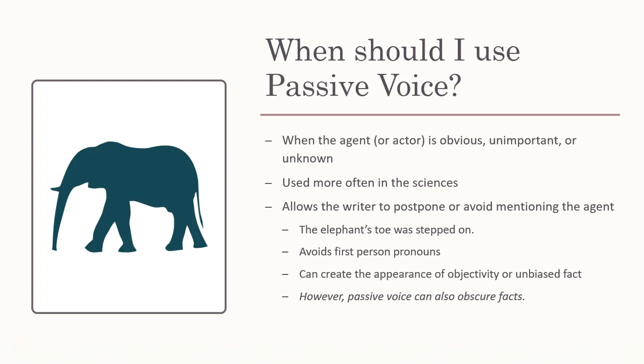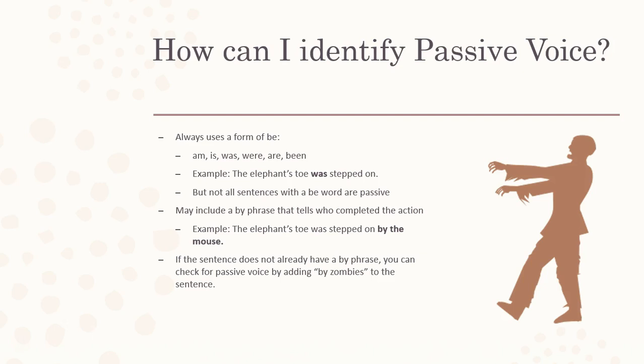However, passive voice can also obscure facts. For example, if a news outlet reported a shop on Main Street was robbed, it may be that they are hiding the name of the person who committed the crime, perhaps to protect the thief or create a sense of mystery. So how can you identify passive voice in your own writing or in that of other authors?